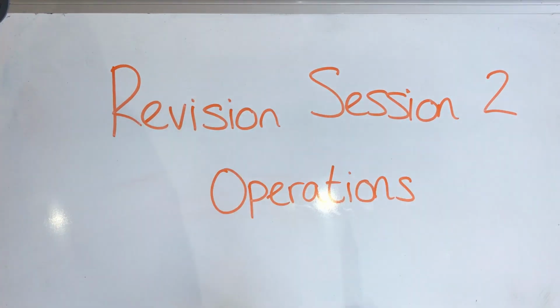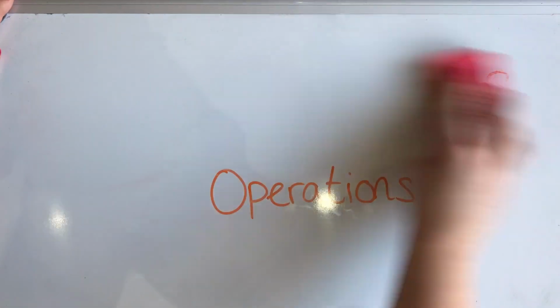For revision session 2, we're looking at the operations. Now, I'm not going to focus on addition and subtraction. If you would like to revisit addition and subtraction, look at revision session 1 because it's exactly the same, even though it's with decimals. The only difference would be that you don't have a decimal point in it. So to start with, let's look at multiplication.